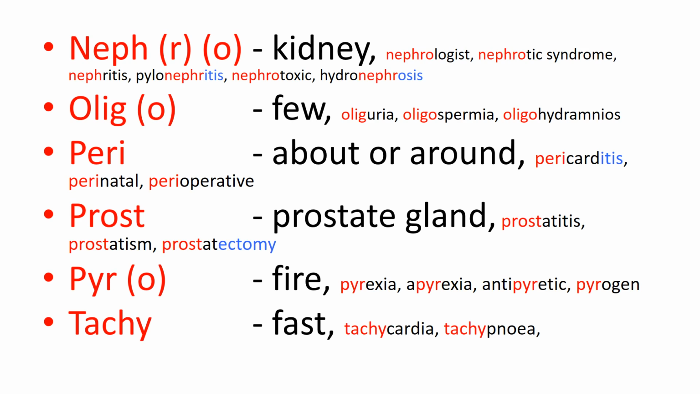Peri means about or around or surrounding. So pericarditis, well, the pericardium is the layer around the heart. So pericarditis would be inflammation of that pericardial layer. Perinatal is the time around about birth, just before, during and just after birth. And we sometimes talk about perioperative care, the care of the patient before surgery, during surgery, and in the post-operative period, perioperative.